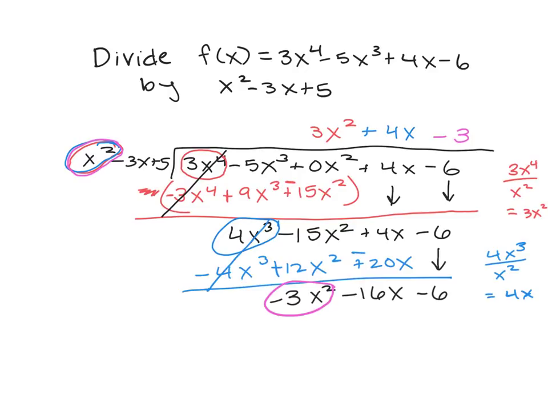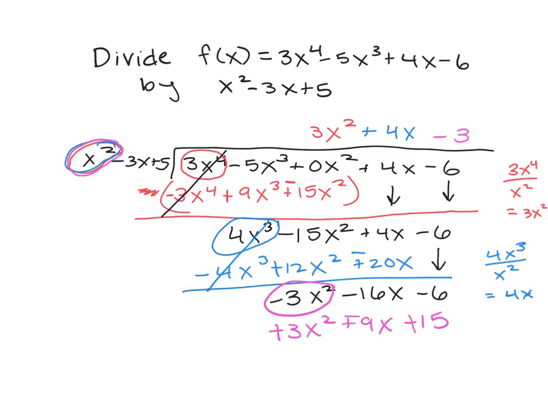So negative 3 times x squared is negative 3x squared. Negative 3 times negative 3x is positive 9x. And negative 3 times 5 is going to be negative 15. And don't forget that I'm subtracting this whole thing. So I'm subtracting 3x squared, I'm subtracting 9x, and I'm subtracting negative 15.